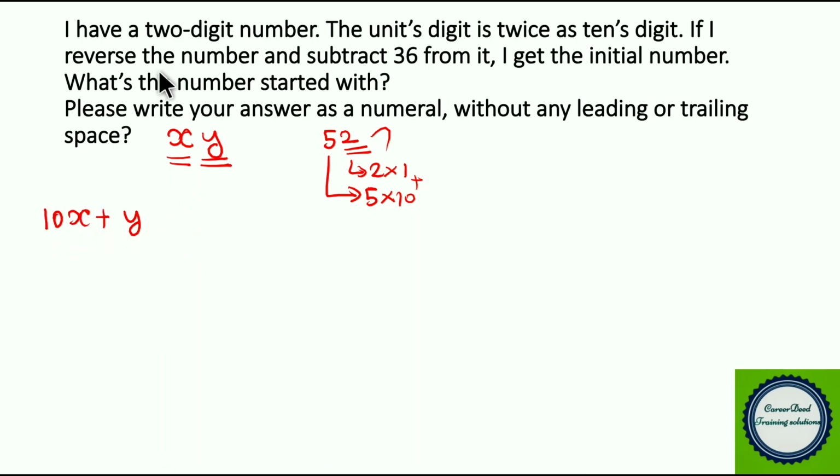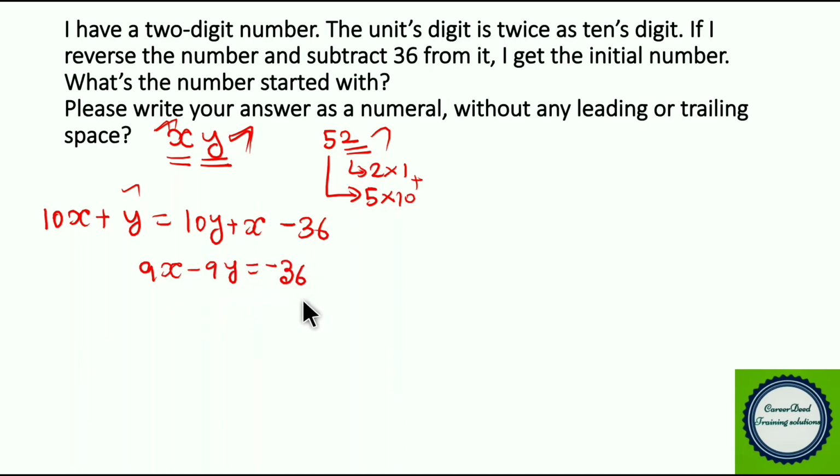And it is given, if I reverse the number and subtract 36 from it, I will get the original number. So if I reverse this, that is, if I am taking the ones place to tens place and tens place to ones place, I will get 10y plus x. And when I subtract 36 from it, I will get the original number. Now try to equate it. You will get 9x minus 9y equivalent to minus 36. Now you have another hint. The unit digit is twice that of the tens digit. That is, the unit digit y is equivalent to twice the tens digit, that is y equal to 2x.